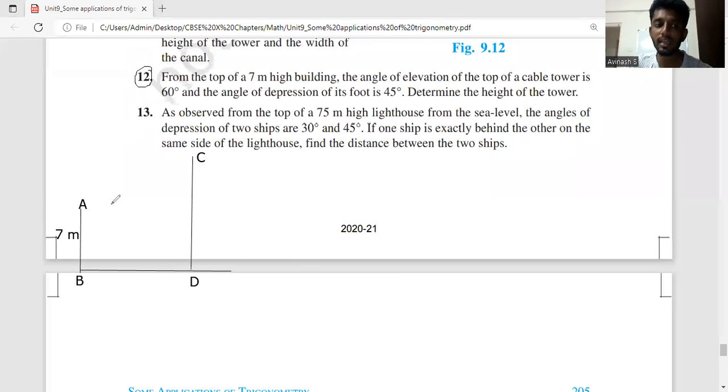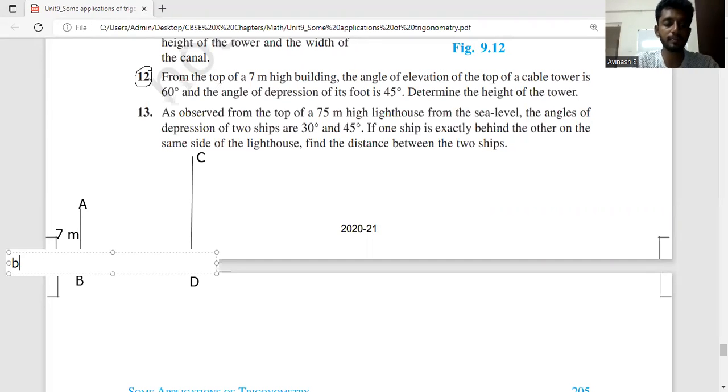Because it has been very clearly given that the point of observation is A, and from A, the top of the cable tower is at elevation and the bottom is at depression. If this tower was smaller, then the top will also be depression, the bottom will also be depression. So this is something that we need to know. So I'm repeating, AB is the building whose height is 7 meters, and CD is the cable tower.